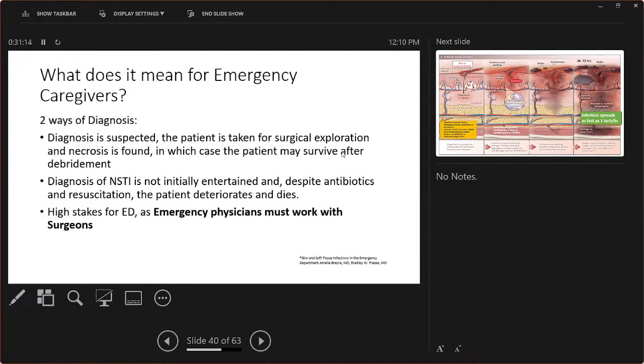The stakes are high for the ED, as emergency physicians must work with the surgeon, because the ultimate treatment for necrotizing skin and soft tissue infection is surgical. So it's our duty to start the antibiotics and immediately correspond with the surgical department for initiating treatment.